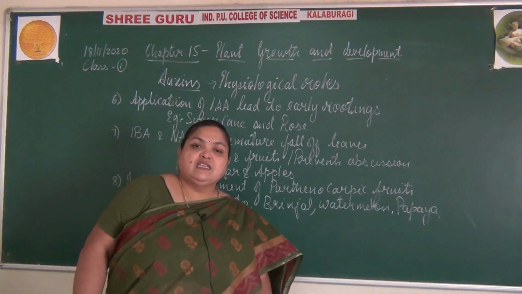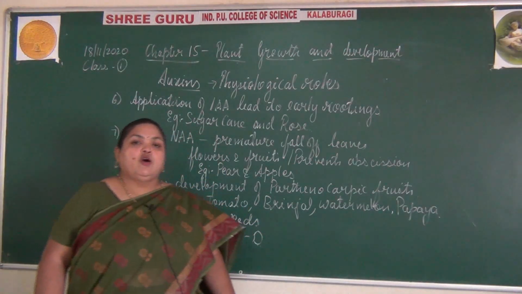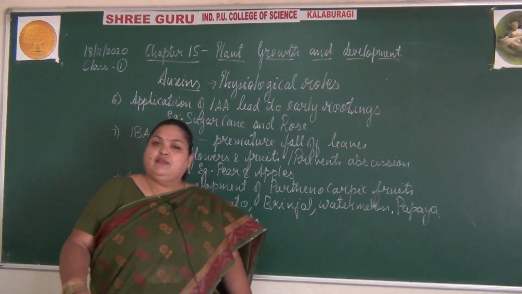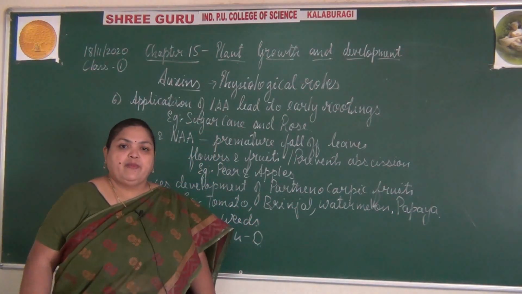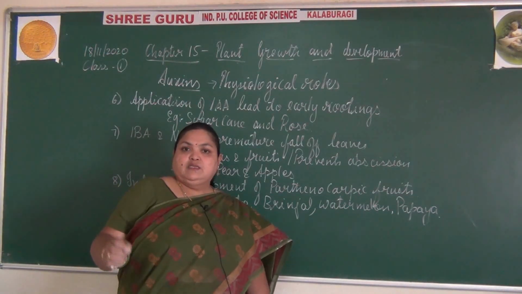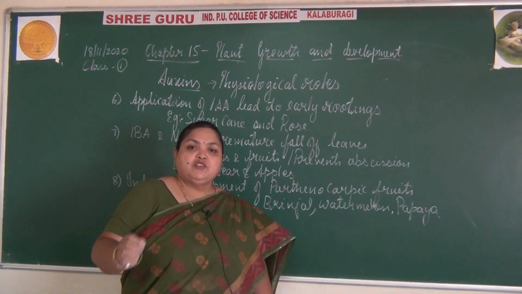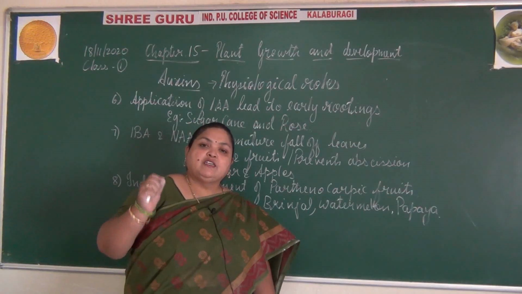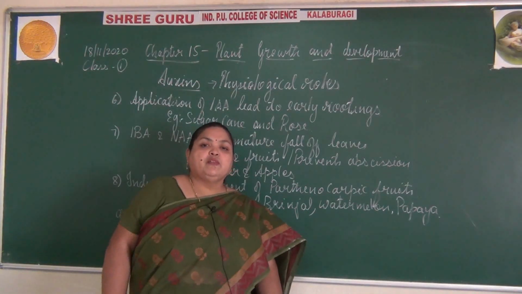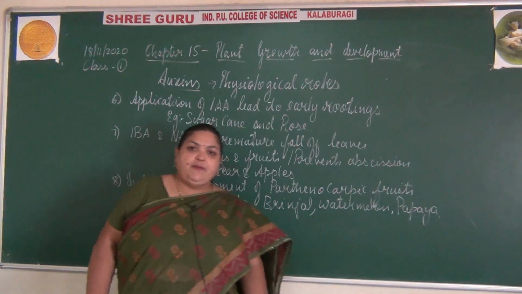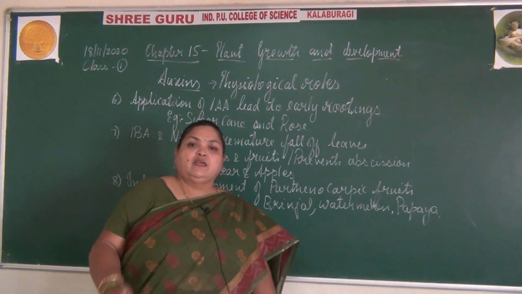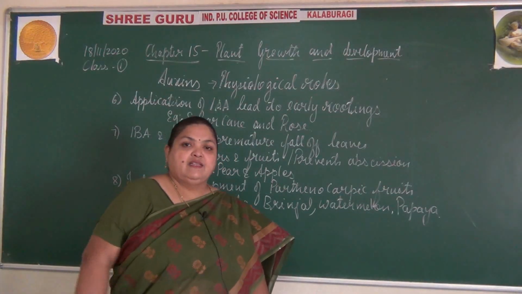In the next class, we'll go with the next hormones, the gibberellins and cytokinins, and their physiological roles and how they were discovered. Here, who discovered auxins and what their physiological roles are were the two important concepts of this class. Tomorrow we will continue with gibberellins, cytokinins, abscisic acid and ethylene.